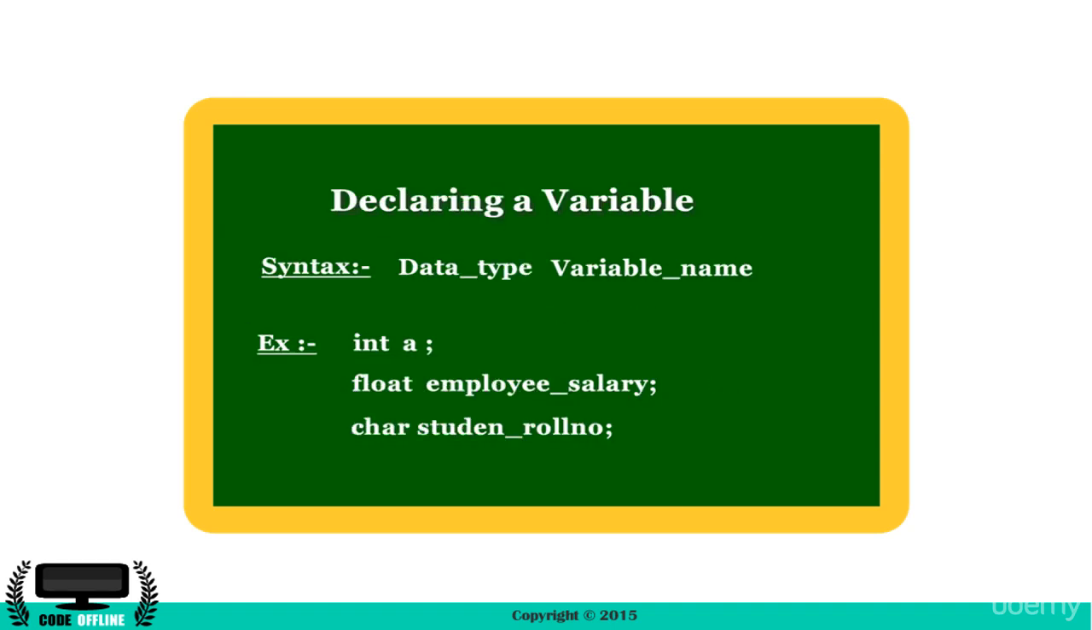Here is an example. As we see in the example, the data type and the variable name form the syntax to declare any variable. Whenever you want to declare a variable, you have to declare it like this: data type and variable name, like int a, float employee salary, or char student roll number. When you know that your results are going to come in floating point, at such moments you need to declare that variable as a float.